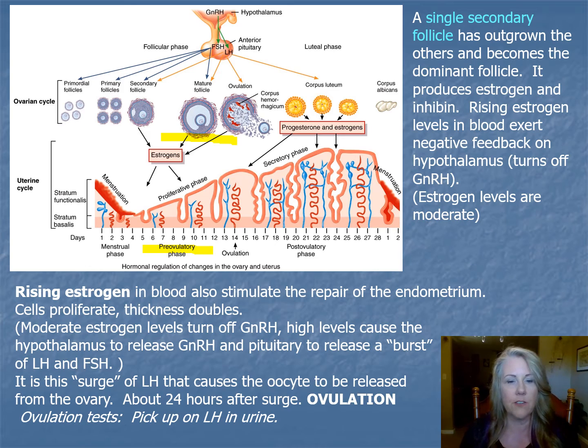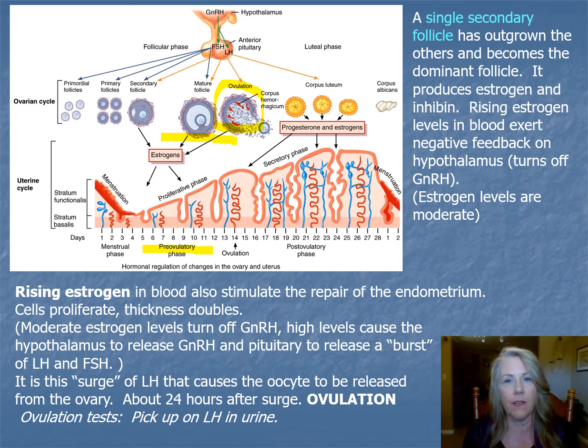So moderate or rising levels of estrogen turn off gonadotropin releasing hormone, but higher levels can do something different. I know it's crazy. So now flip back up, and I want you to look right here where I'm going to circle. We're almost at day 14. This dominant follicle, okay, it's gotten huge. There's one, it's dominant, it's big.